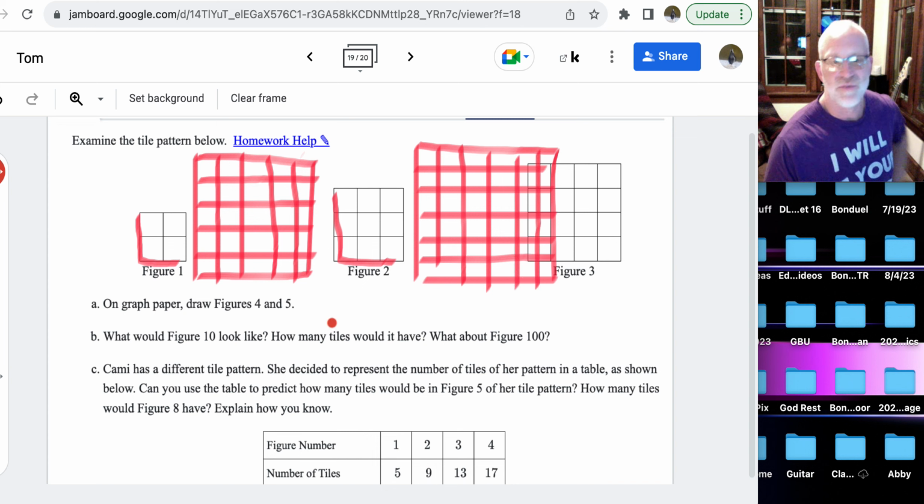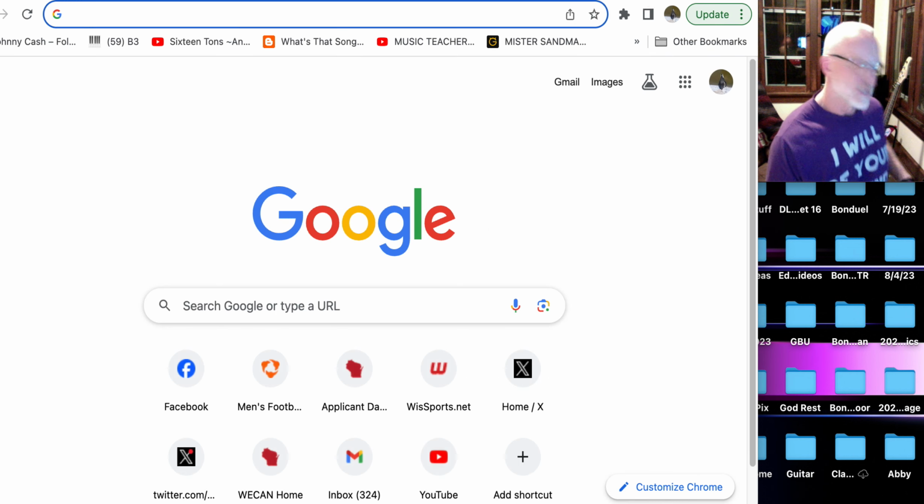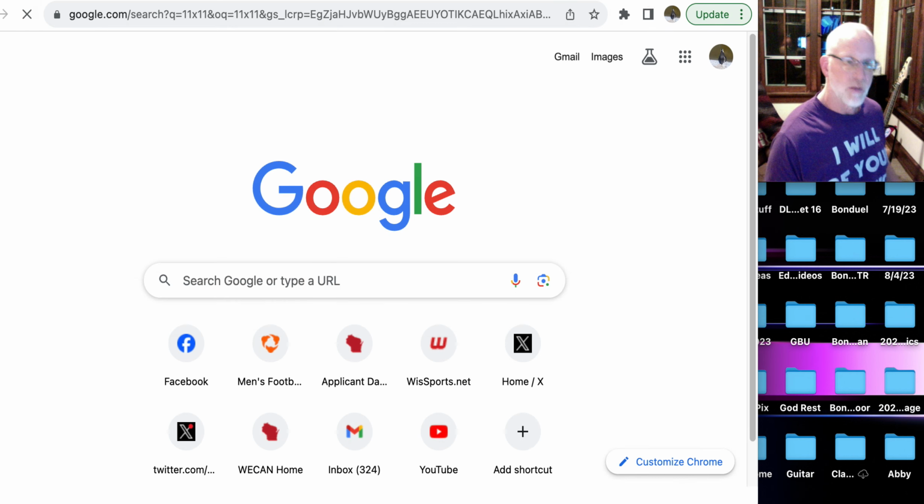And then they said, what does figure 10 look like? I just looked at the pattern. I said it has to be 11 by 11. And then it said, well, how many tiles would that have? And then I just went 11 times 11, 121.